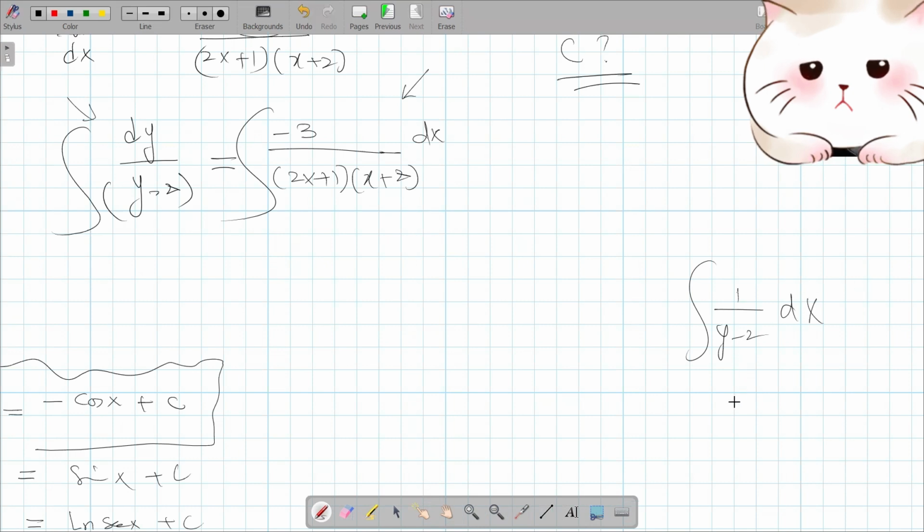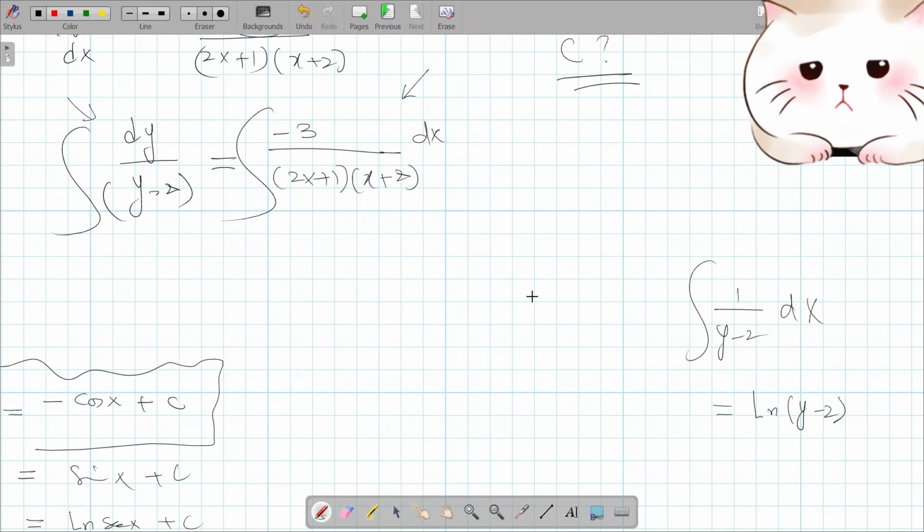Just ln y minus 2. This is simple. What is the integral of the right hand side? How do we integrate the right hand side? Do we need to do partial fractions? Exactly, partial fractions. Partial fractions is a lengthy process.